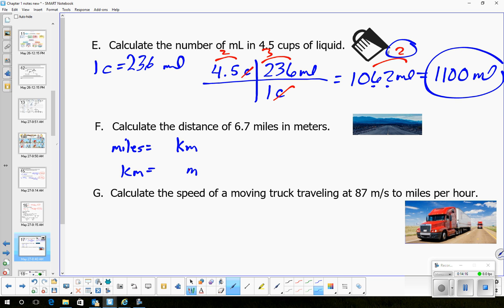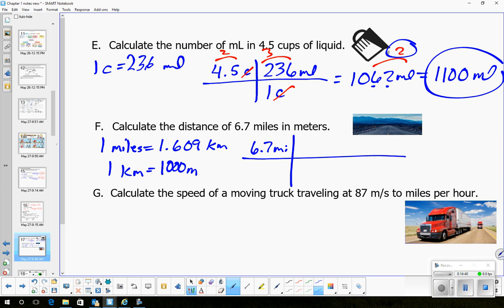Kilometers? Try that again. Let's try. 1.609. My brain was listening, but my hand was not following. Okay, and then we know 1 kilometer is equal to 1,000 meters, right? So we're going to have more than one conversion here. So I start with my 6.7 miles. Okay, I'm going to use that first conversion.